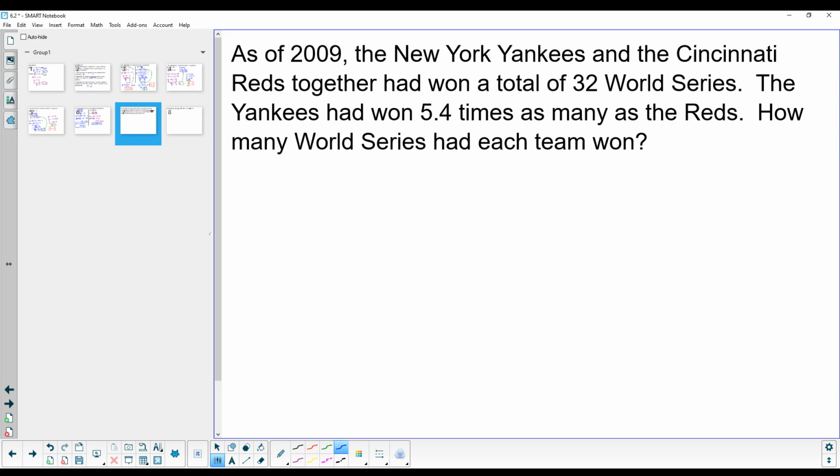So I don't know if we have any Yankees or Reds fans in here or if anybody even watches baseball. But these are both two teams that do have a lot of championships, especially the Yankees.